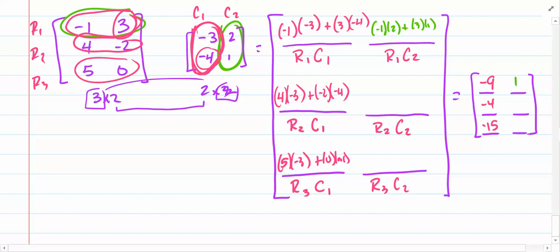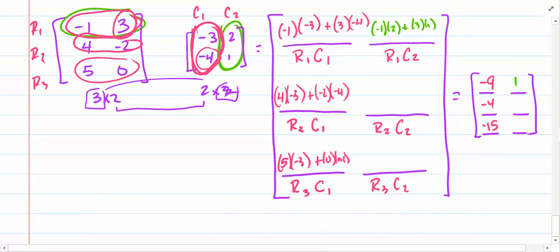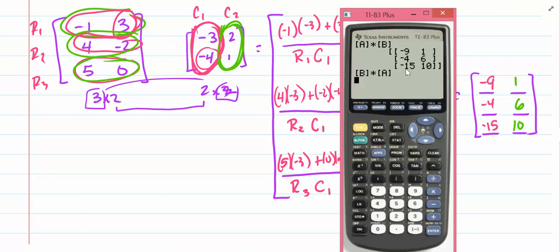Are we still on track? Check it out. Oh, there's a 1 there. Awesome. Okay, here we go. Row 2, column 2. So it's 4 times 2 plus -2 times 1. That's 8 minus 2, which is 6. Awesome. Last one. This row times this column. So 5 times 2 is 10 plus, who cares? 10. Yes, and there is our answer. And that is how we got this right here: -9, 1, -4, 6, -15, 10.